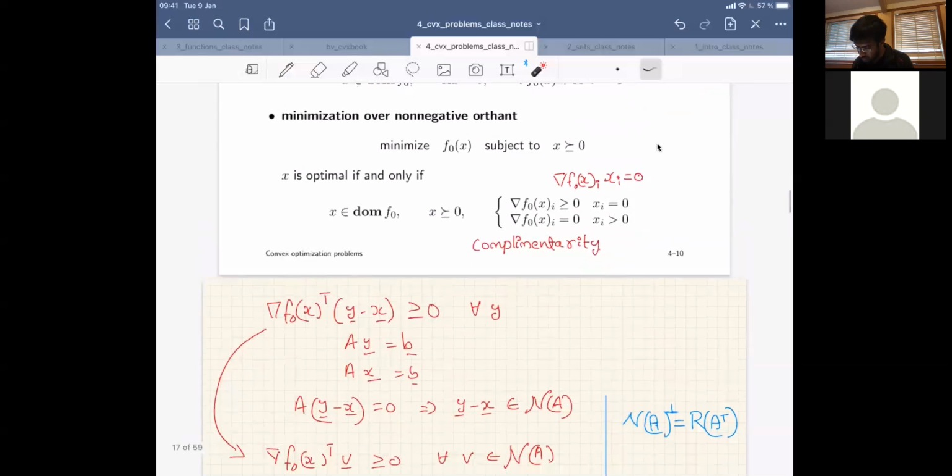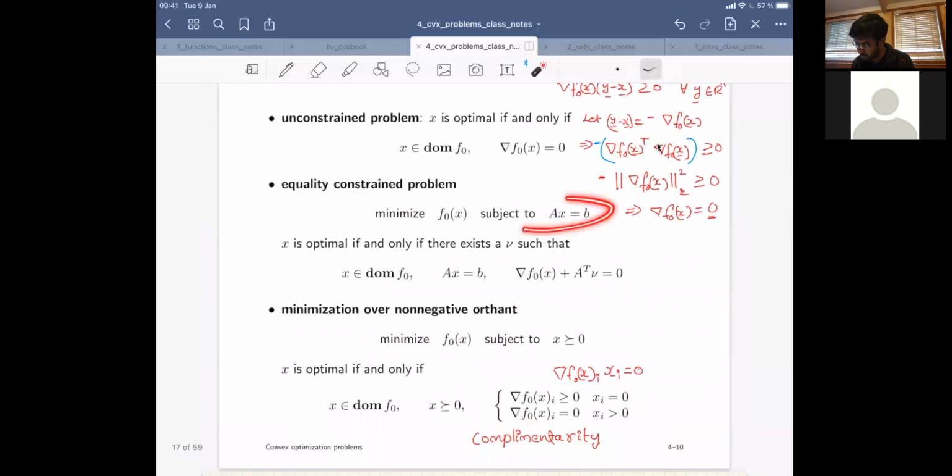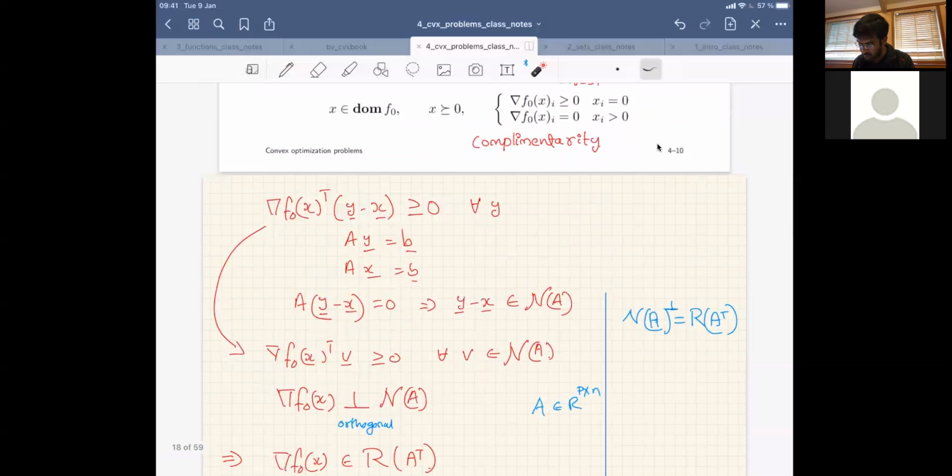let's consider an optimal point x and another feasible point y. This is our original optimality condition. Since y is feasible, I can write Ay equal to b, this is the constraint. And x is feasible, so I can write Ax equal to b. If you subtract, A times (y minus x) equals 0. That means y minus x belongs to the null space of A.